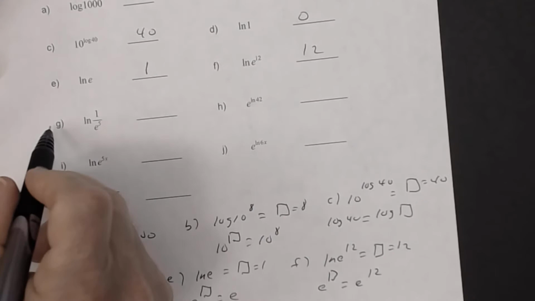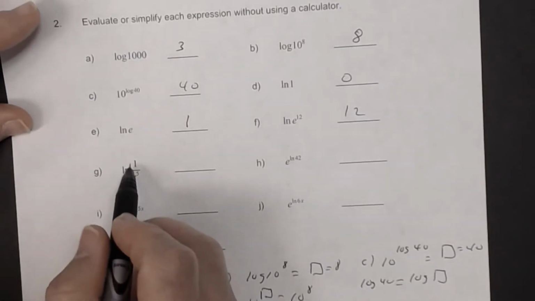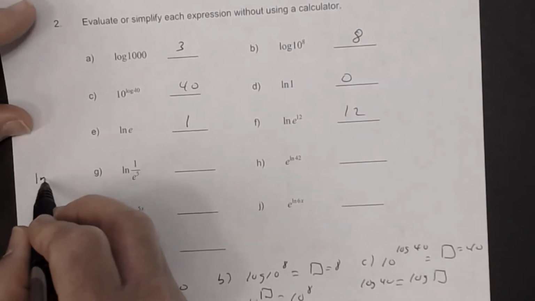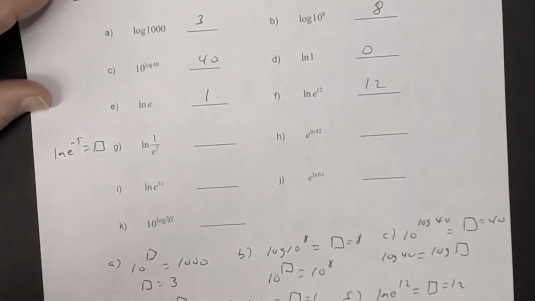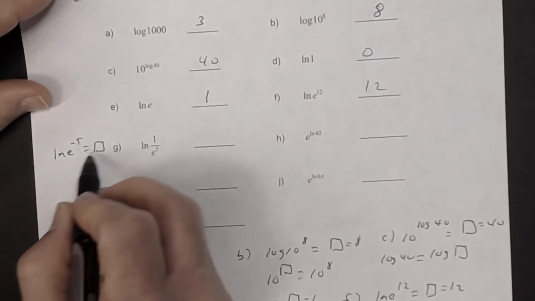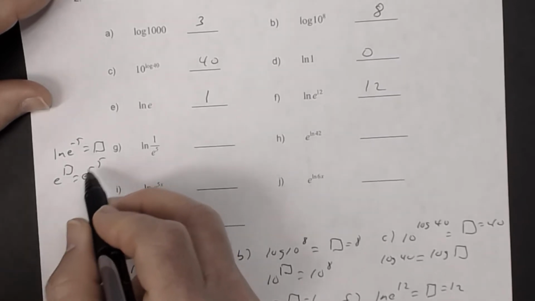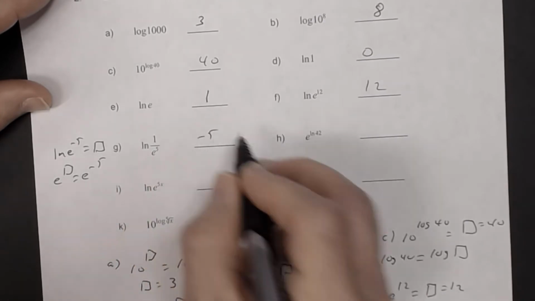All right. G, let's go ahead and do G right here. Now, the way you want to do G is you want to rewrite 1 over e to the 5th power as e to the negative 5. So the natural log of e to the negative 5 equals box. All right, that's the way you want to write this. And so e to the box equals e to the negative 5. So if I want this side to be e to the negative 5, then this must be e to the negative 5. So that must equal negative 5.